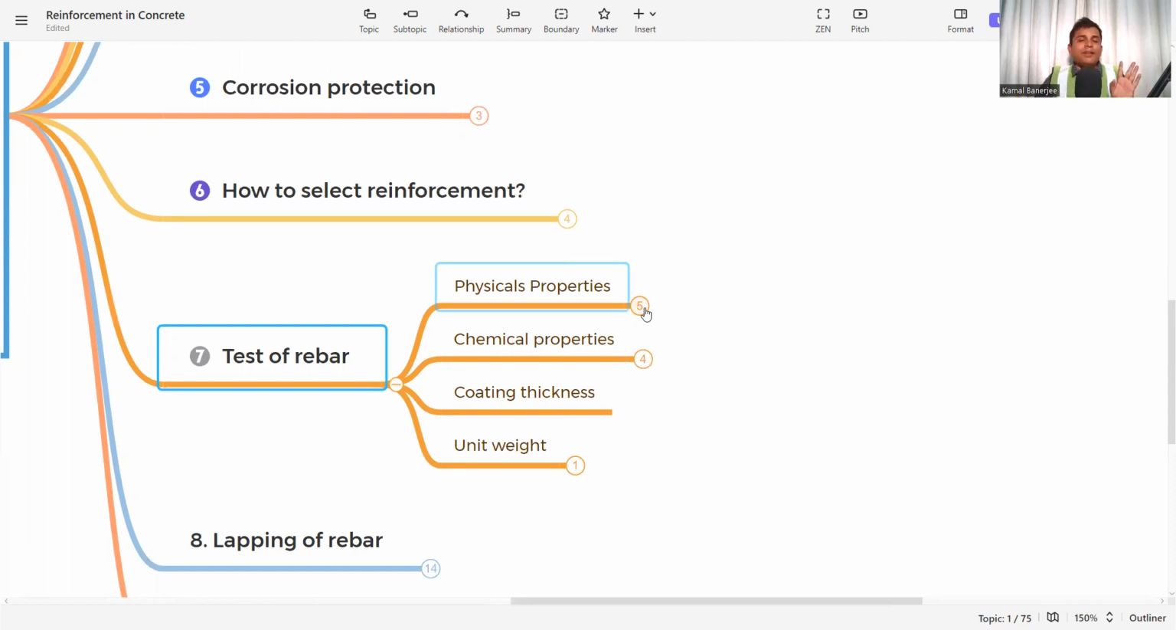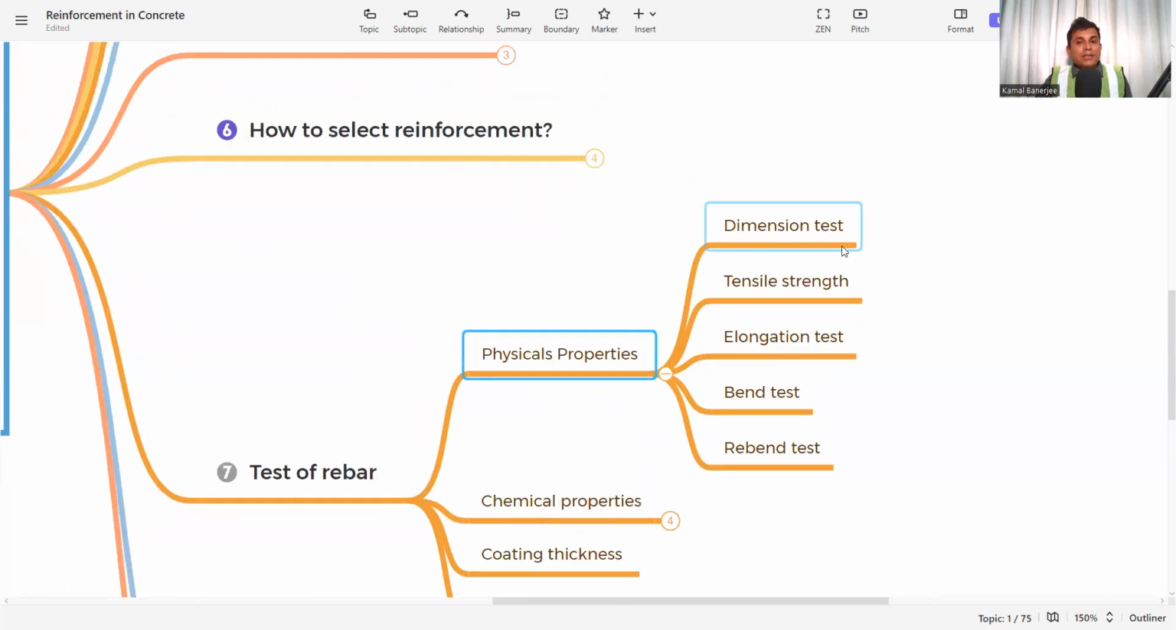So what are the physical properties you need to check? That is the dimension test. Of course, you need to check the dimension, and the tensile test, elongation test, bend test, rebend test. These tests have to be performed in the laboratory. So whenever you get the reinforcement at site, take the sample and send it to the laboratory for testing. And when the test result comes, you can check with the MTC whether it is matching or not, and accordingly you can release the reinforcement for placing at the site. So these are the physical properties we need to know about the rebar before placing into the concrete.